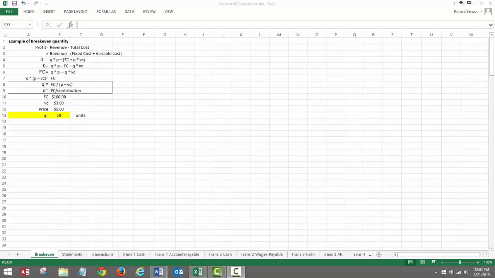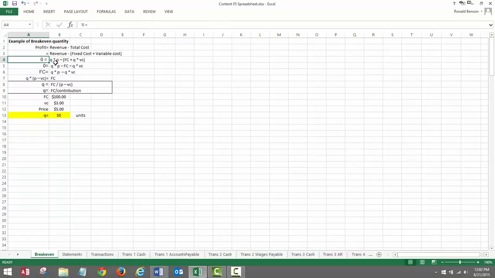For quantities greater than this break-even point, profits will be positive. For quantities less than this break-even point, losses will be incurred. This is important management information. We start this with the basic profit equation. Net profit equals revenue minus total cost. Total costs are equal to fixed cost plus variable cost.